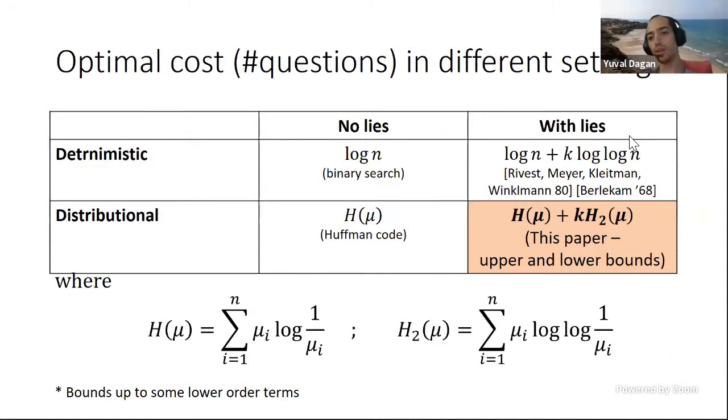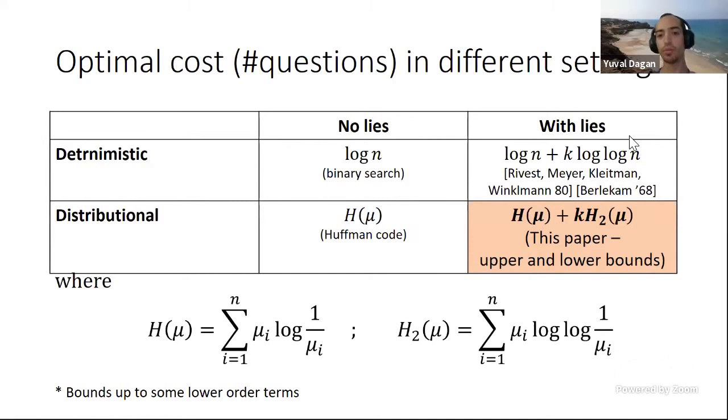And we noted that if we substitute the uniform distribution into mu, then we get the same number of questions as in the deterministic setting. So this is some kind of an extension, and we have both upper and lower bounds with sharp constants up to some lower order terms.